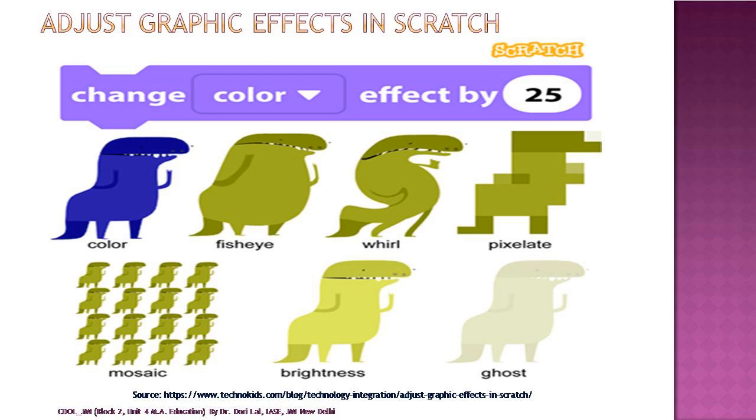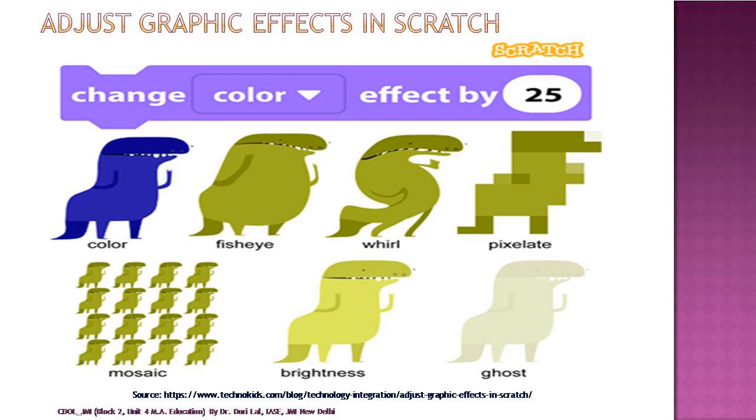Let's see the graphic effect adjustment in Scratch to change the appearance of a sprite. Scratch is a coding app that can be used to introduce programming to children. It is free to use. Scratch has 7 effects you can alter, including color, fisheye, whirl, pixelate, mosaic, brightness, and ghost. Use the change effect coding block to enhance your project.